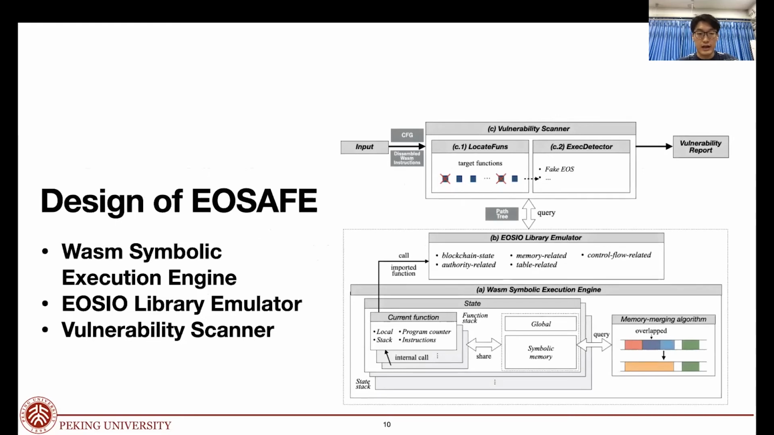We designed and implemented EOSAFE, a tool to automatically detect the mentioned 4 types of vulnerabilities in EOSIO smart contracts. EOSAFE is composed of 3 key components: a WebAssembly symbolic execution engine, an EOSIO library emulator, and a vulnerability scanner. It takes the pre-processed smart contract as input and generates a report by symbolically executing this contract. Next, we will briefly introduce these 3 components.